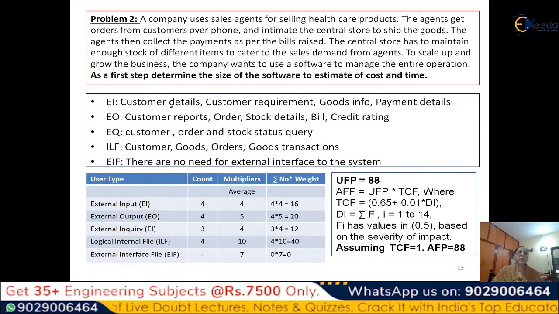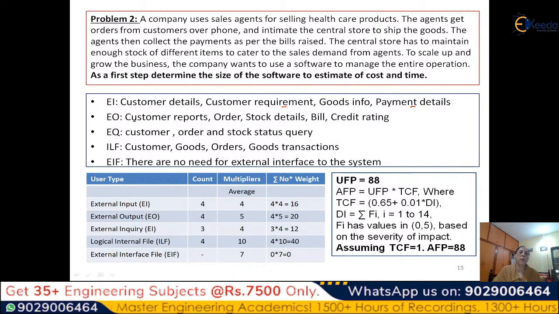Your customer details. So you can see that for the external input, it will come from outside, from the user. So customer details will come. Customer requirement, how much they will need, it will come. Of which item, how much they will need, so that is the item wise requirement. Then the goods, what kind of goods are there, some payment details. So these are all the inputs that will come.